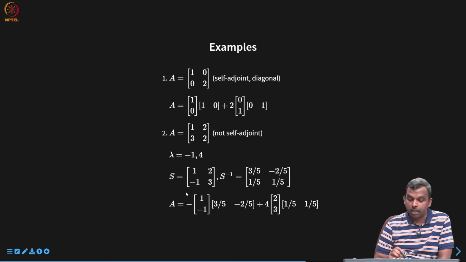So all that I've done. And now I know I can use my general form, right? A is lambda 1, which is -1. Notice this minus here, don't forget it. Times the first column outer product with first row. This is the outer product, right? The rank 1 outer product.